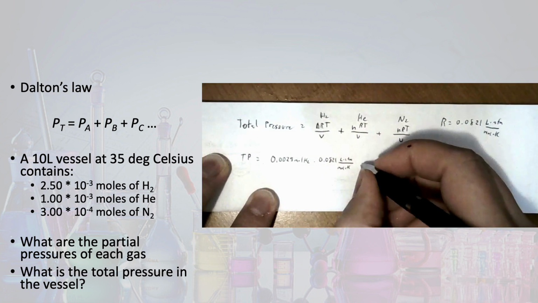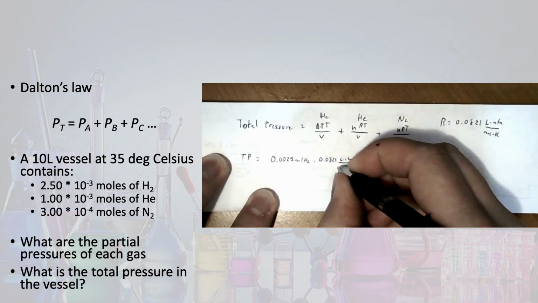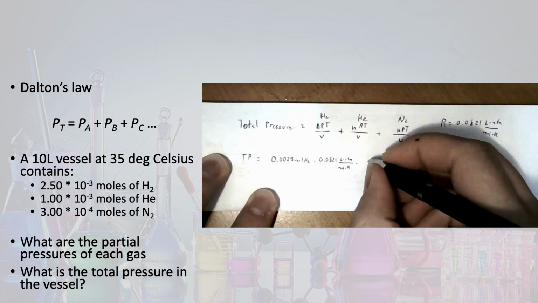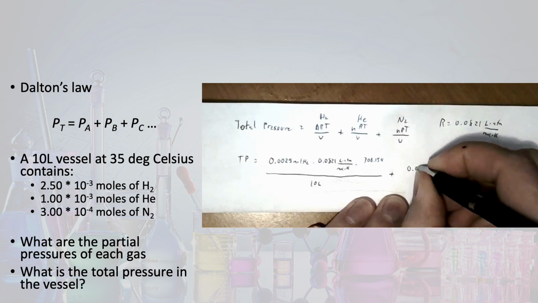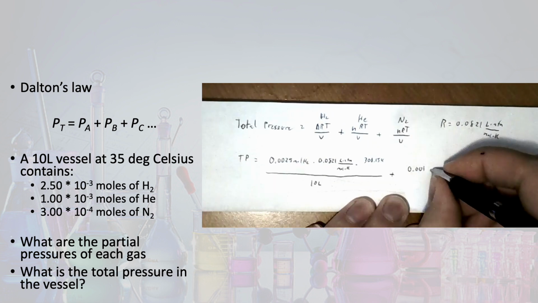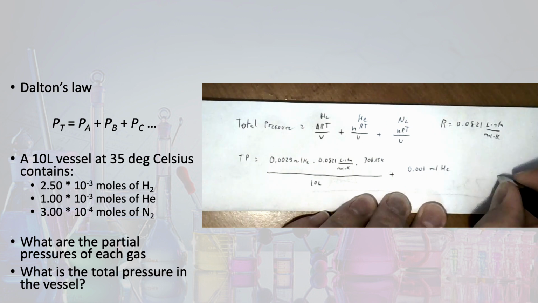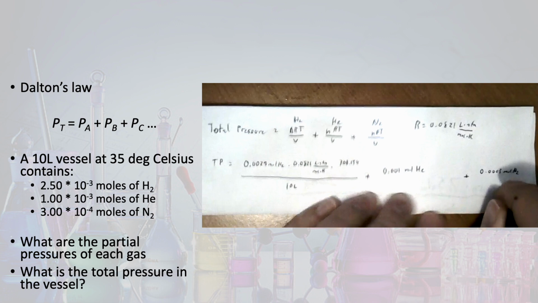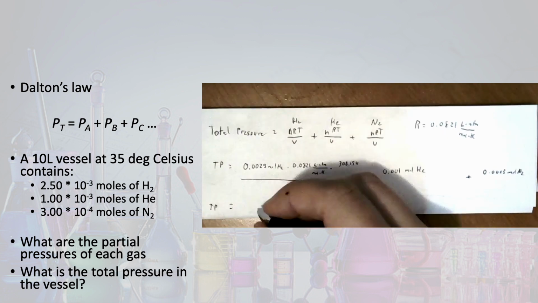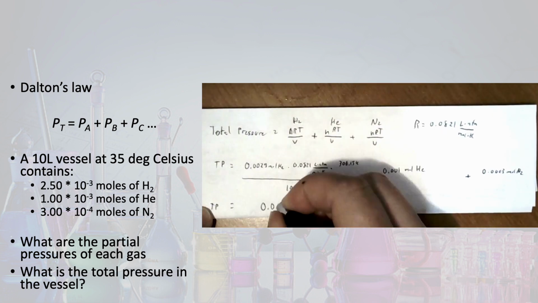Oh boy. Okay, so we have our moles of hydrogen times our constant R times our temperature divided by our volume, right? And we're just going to do the same thing for the rest of our gases. So now we have our number of moles of helium and our number of moles of nitrogen. Again, these are being written in decimal format instead of scientific notation. And I haven't written out the components of the ideal gas law because it's identical for all of these, right?